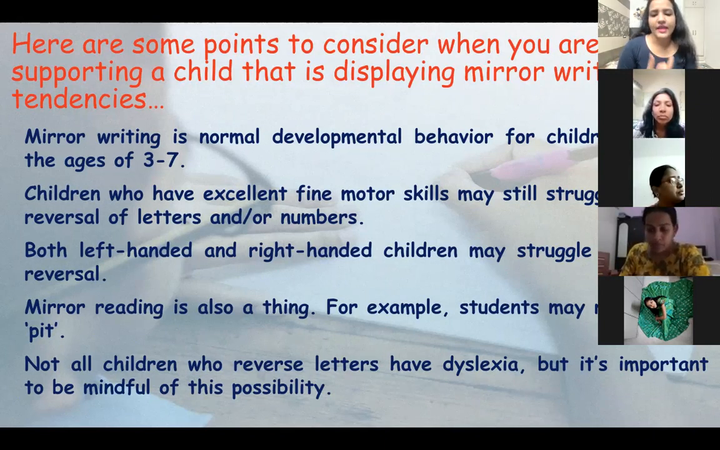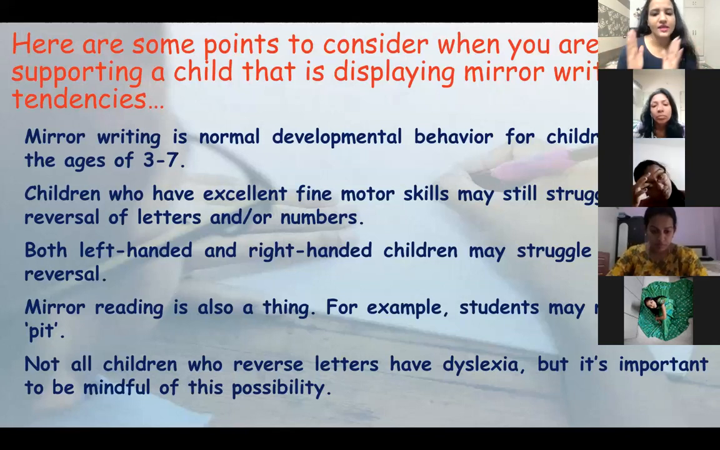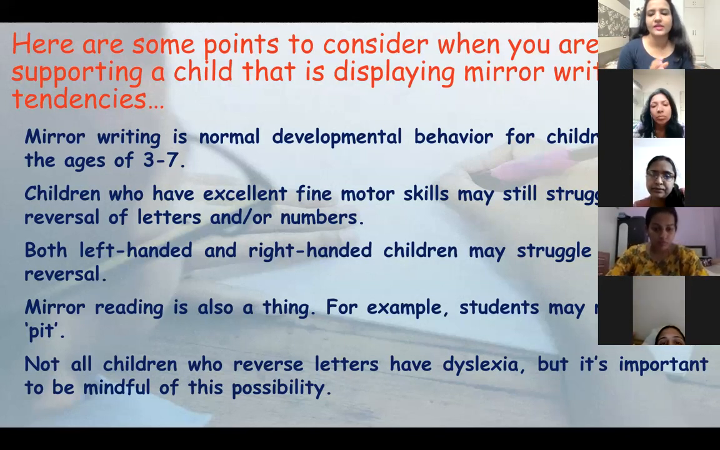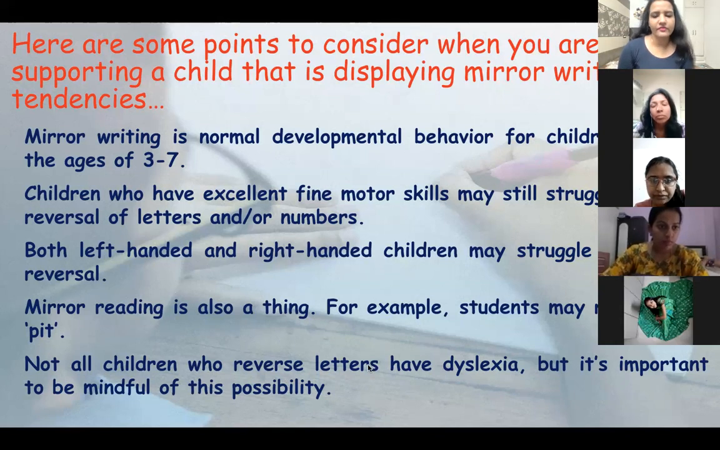There is a certain age group of 3 to 7 years. Generally it is seen that children from 3 years to 7 years, or even 8 years, show this mirror image problem, that they tend to write mirror image. So this is very normal behavior. First of all, we have to understand that.